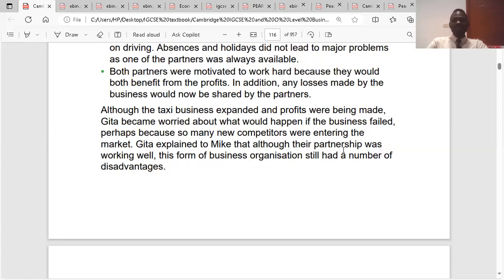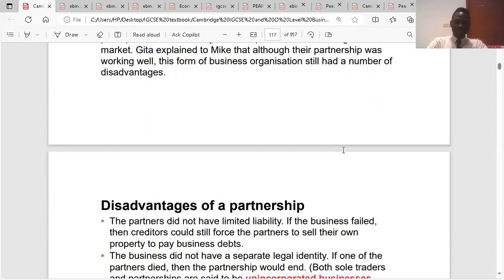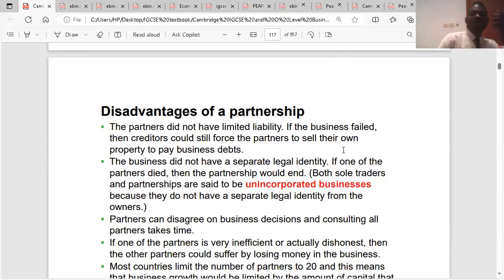Although the tax business expanded and profits were being made, Gita became worried about what would happen if the business failed. Perhaps because so many new competitors were entering the market, Gita explained to Mike that although their partnership was working well, this form of business organization still had a number of disadvantages. So what are the problems of partnership? One, partners do not have limited liability.